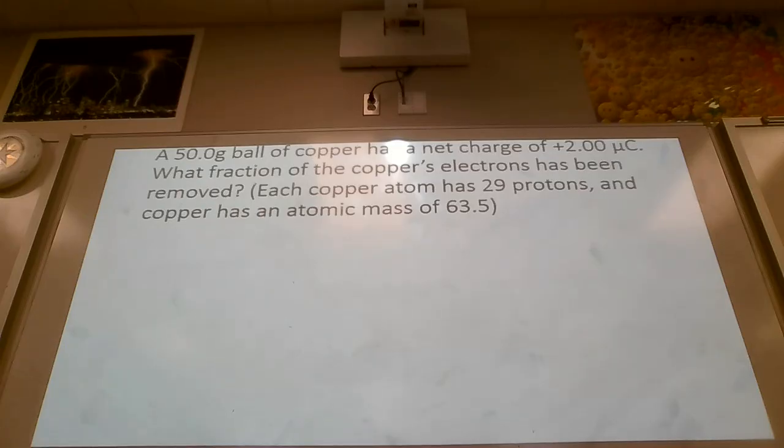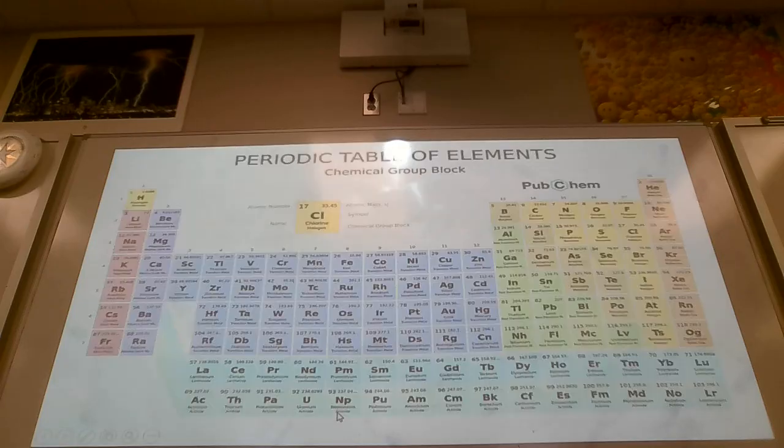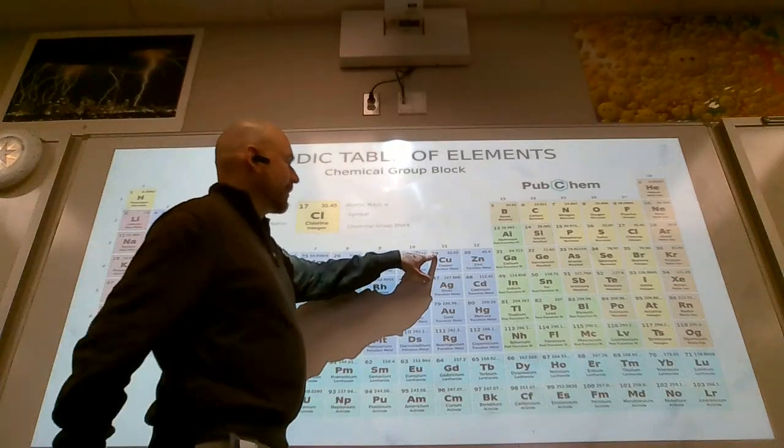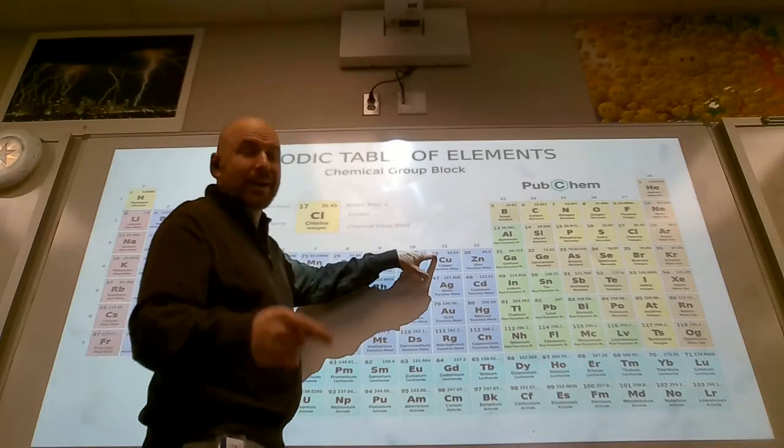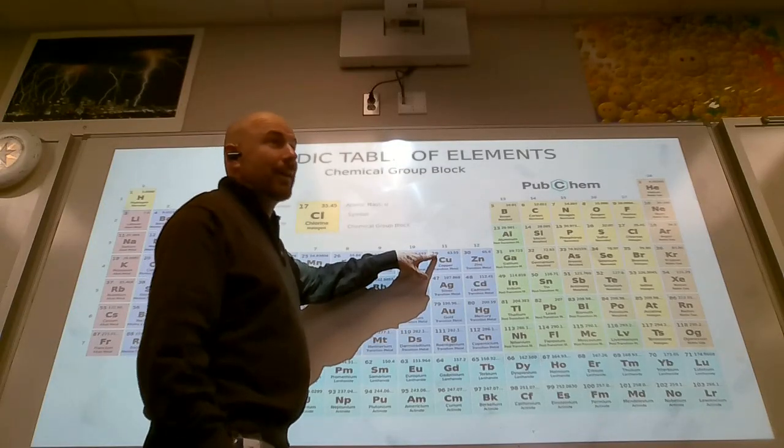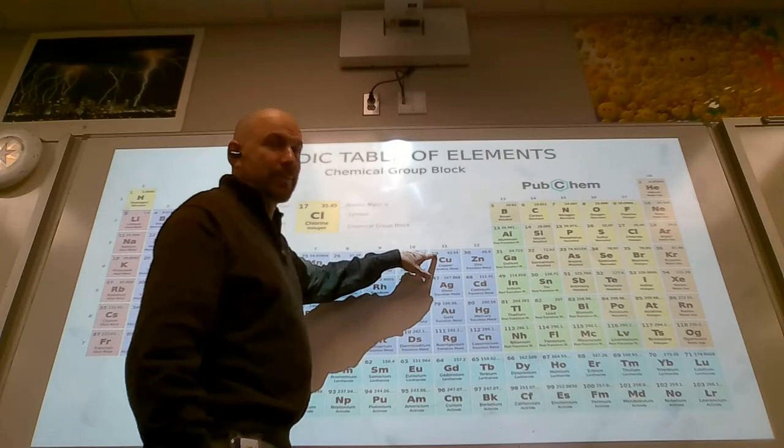Okay, so a certain amount of copper has a net charge of 2 microcoulombs. What fraction of the copper is electrons? So we're going to do some chemistry, and we're going to look up copper. Copper has atomic number 29. That means there's 29 protons per atom and 29 electrons per atom.